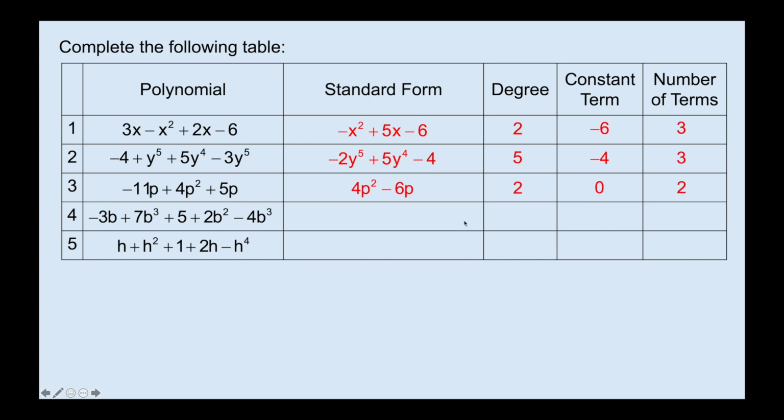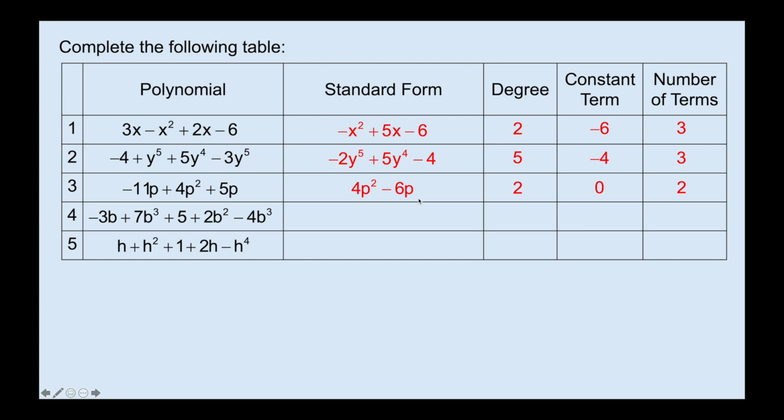In example 3, here our highest degree is 2. So we'll rewrite this 4p squared first. After that, I'm looking for a degree of 1 for my linear term. So again, that's going to be this negative 11p and positive 5p. Those will combine to give me negative 6p.